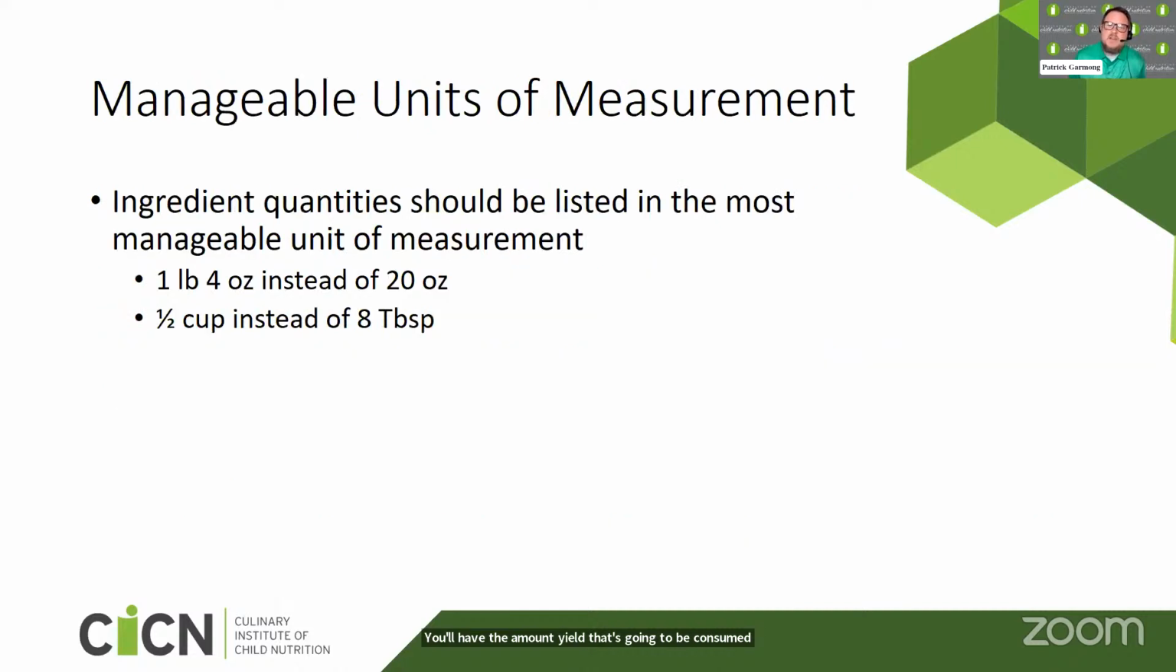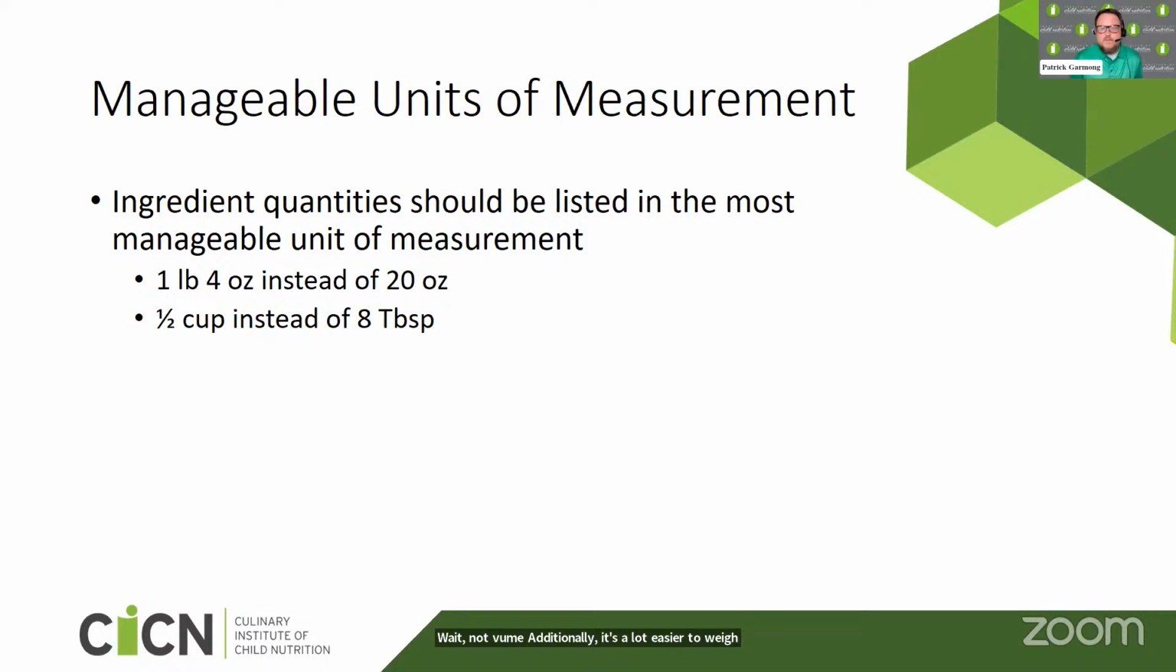Another critical piece is making sure that the recipes are written in manageable units of measure. So instead of listing something as 20 ounces, you're going to want to list it as 1 pound, 4 ounces for a couple of reasons. One, listing it at that weight helps people understand that you are talking about weight, not volume. Additionally, it's a lot easier to weigh 1 pound, 4 ounces instead of 20 ounces.